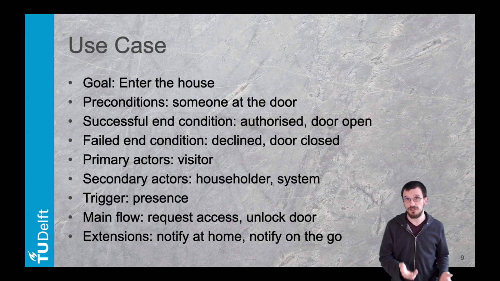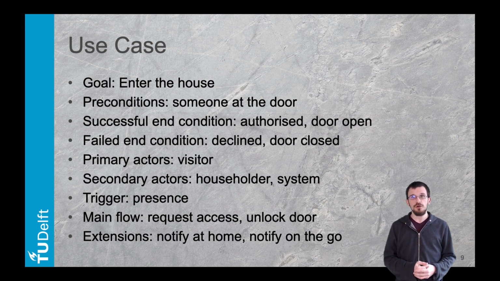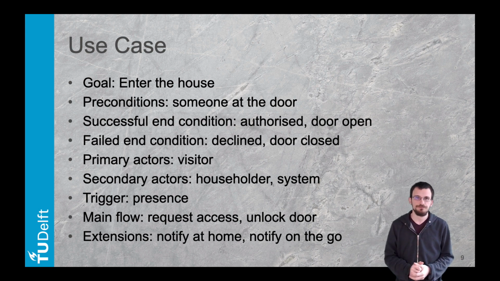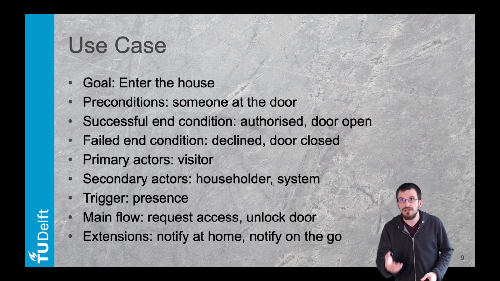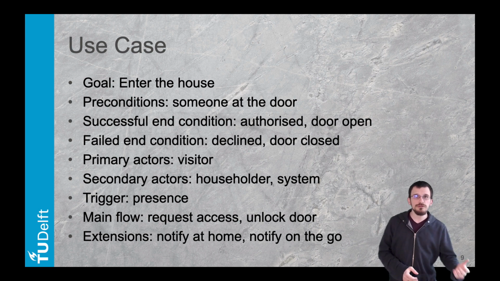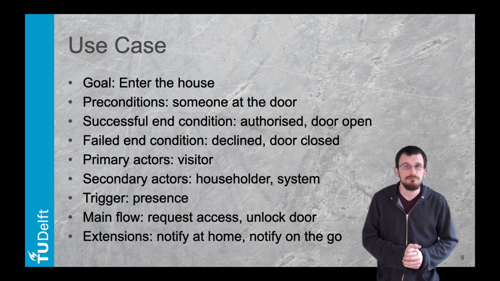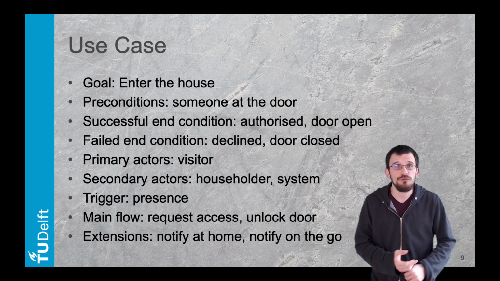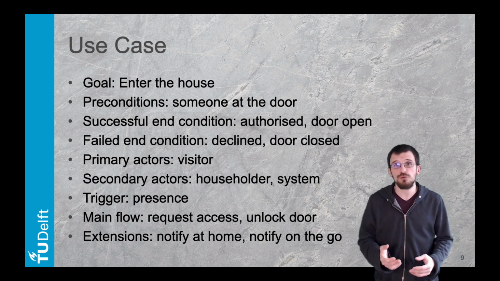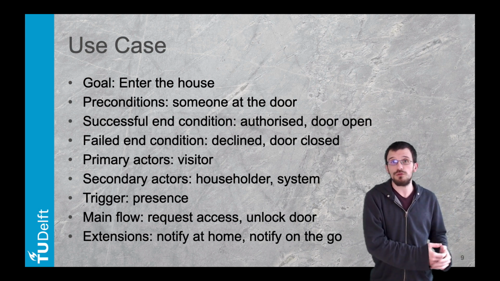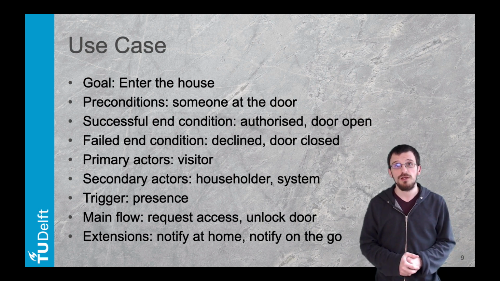We mentioned triggers as the primary actors start the use case. For the doorbell, it could be the presence event, for instance, in the street. It can give us two main use cases, such as request access, and unlock the door. A step might have several ways to be completed. This is, for example, the case of the notification, when householders at home can be alerted by the doorbell ringing, or householders on the go can be notified on their phone.